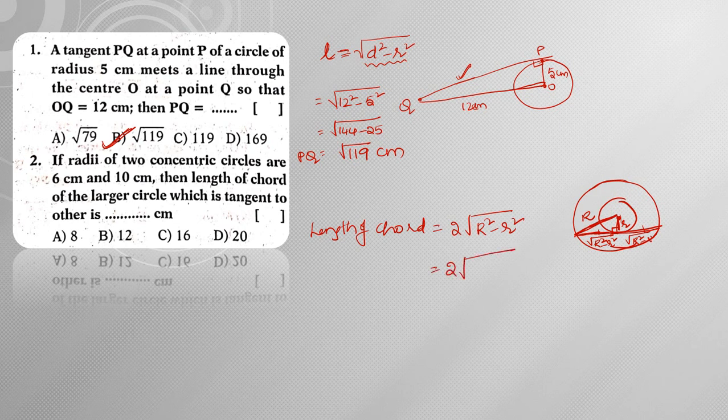So it is given by 2 into square root of capital R square, which is 10 square, minus small r square, which is 6 square. So 2 into square root of 100 minus 36, which gives me 2 into square root of 64, which is equal to 2 into 8, which is equal to 16 centimeters. Hence the answer is 16 centimeters. Right? So you can remember this formula. The length of the chord is such that it acts as a chord for the bigger circle and a tangent for the smaller circle.